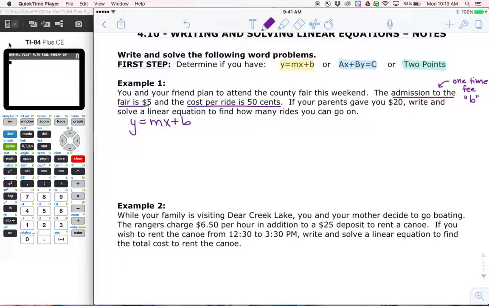So these are the only two pieces of information that I need. So y is my cost. My cost is going to be 50 cents per ride, so 50 times x, plus my cost to get in, my one-time price of $5. Okay. So what are they asking us about? They're asking us, if your parents gave you $20, how many rides could you go on? Well, I know it's 50 cents per ride plus the $5. That's the cost. So all of that can only be equal to $20. So the 20 is a y value.